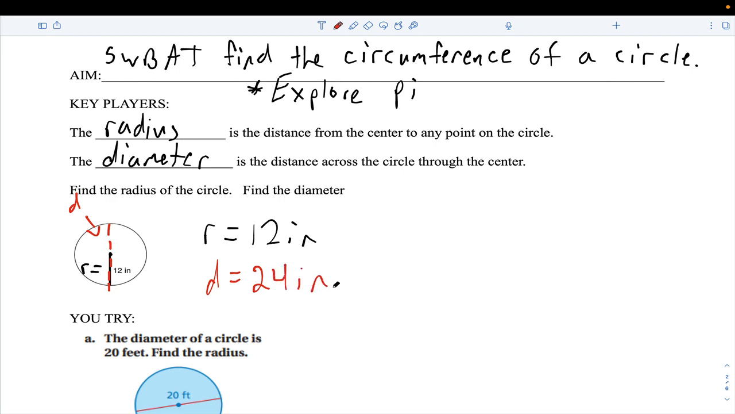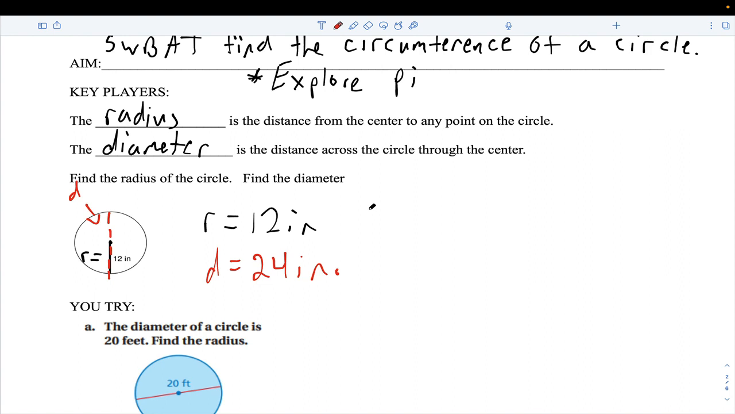And vice versa, Kinley. If you were trying to figure out the radius and it was a diameter, would you do 2 divided by that number? You would. 24 divided by 2 is 12. Cool. So those are two definitions. Real quick check with that.